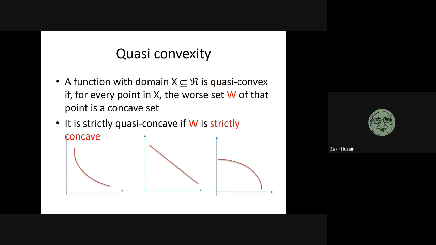So we have defined quasi-concavity. Now let us define quasi-convexity. If the worse set is a convex set, then the function is said to be quasi-convex. Okay, and obviously the strict versions. The strict part is, I mean, you just have to drop the inequality part.